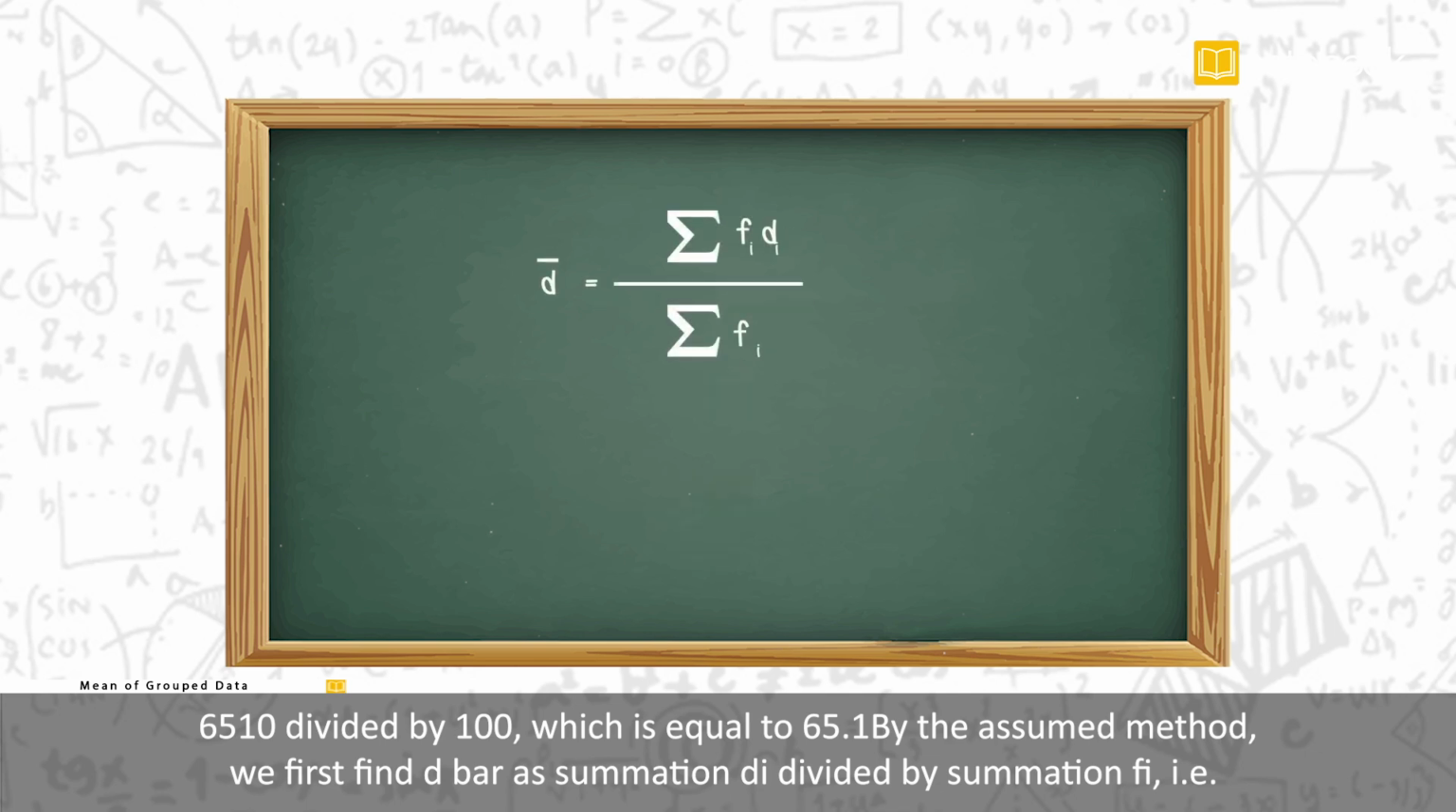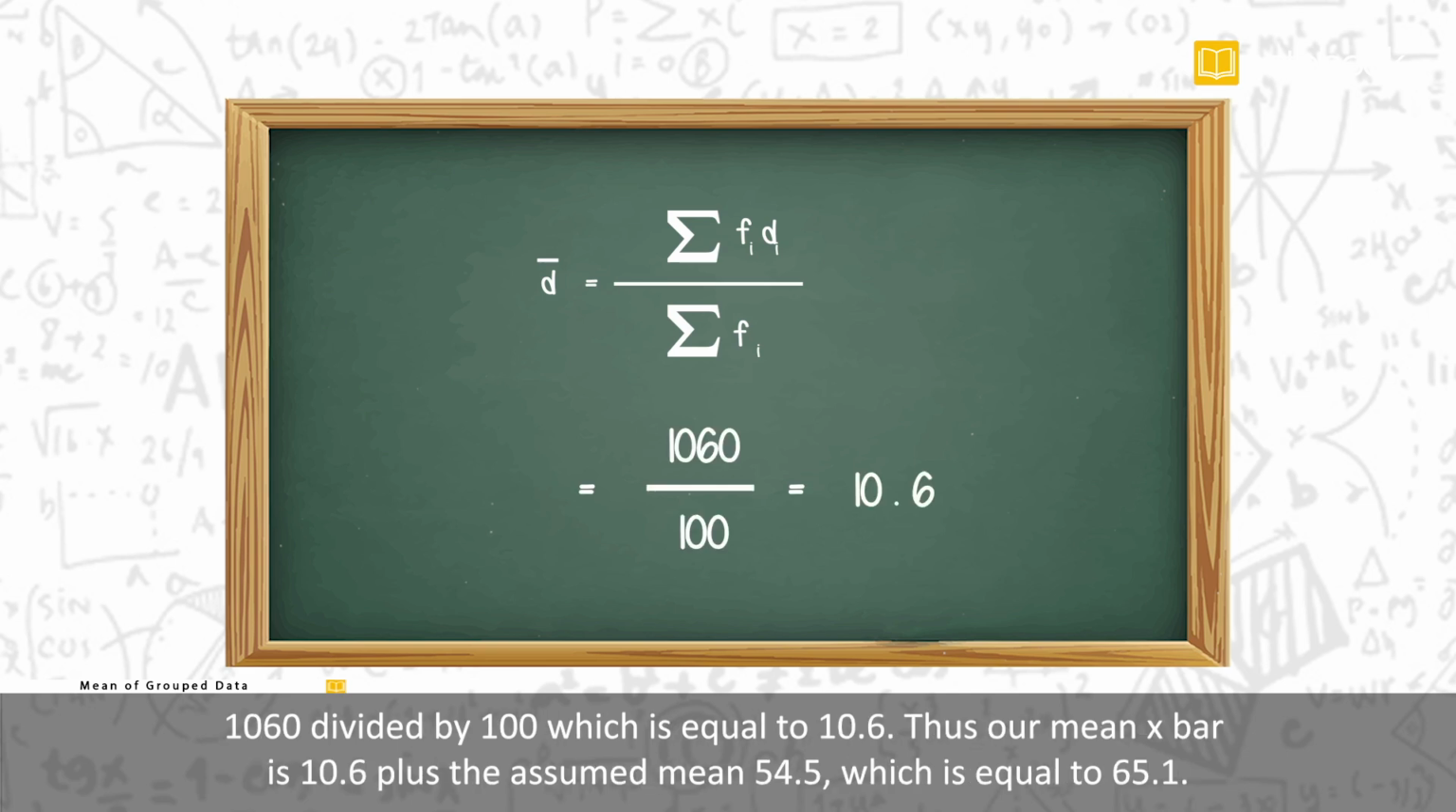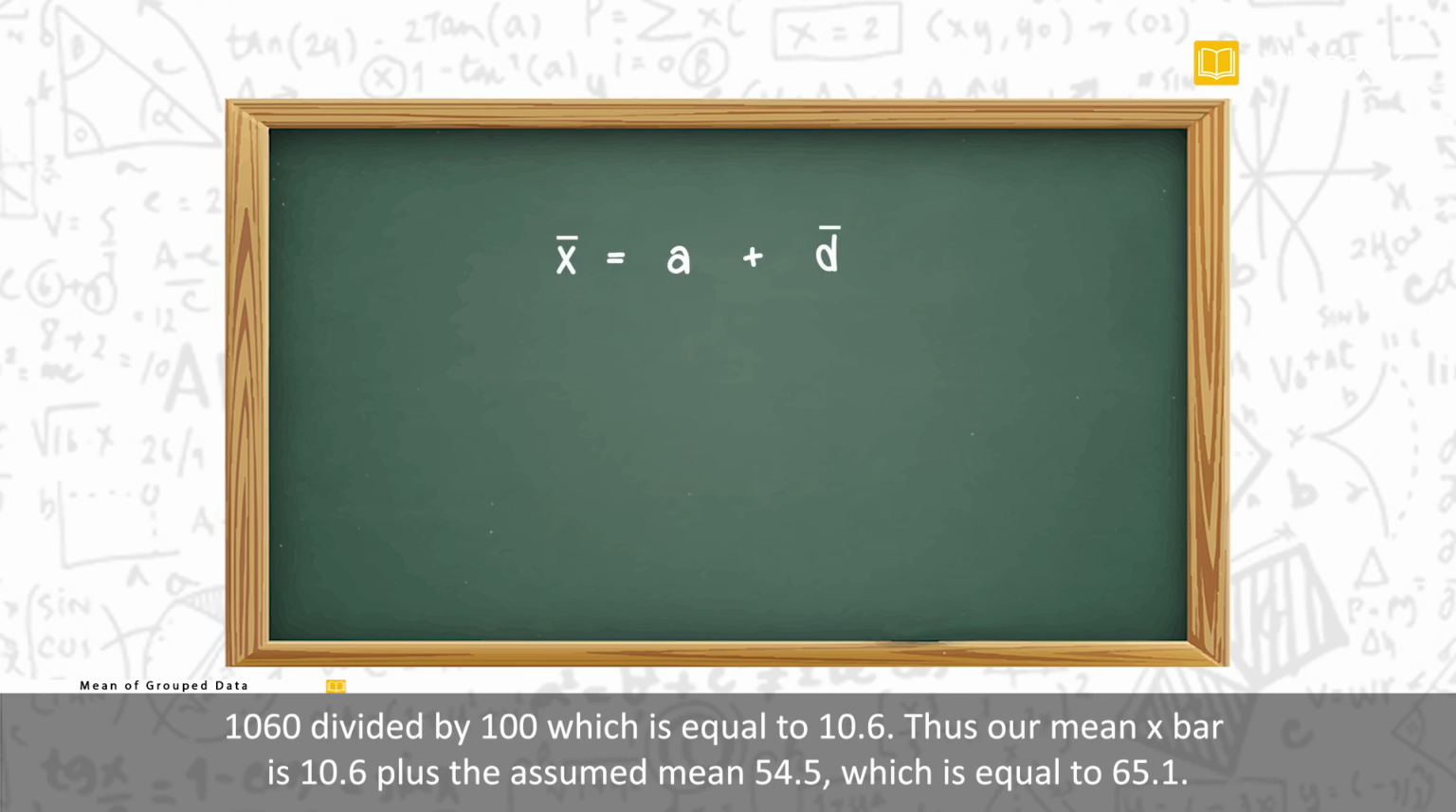By the assumed mean method, we first find D bar as summation Di divided by summation Fi, that is 1060 divided by 100, which is equal to 10.6. Thus our mean X bar is 10.6 plus the assumed mean 54.5, which is equal to 65.1.